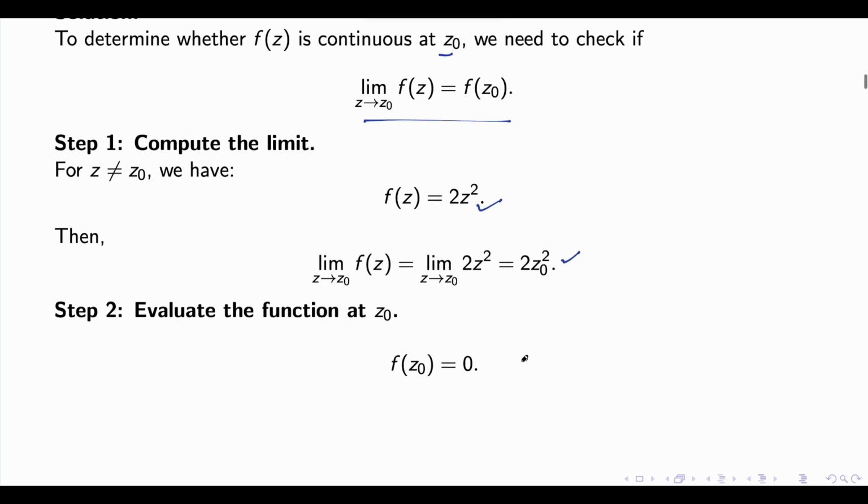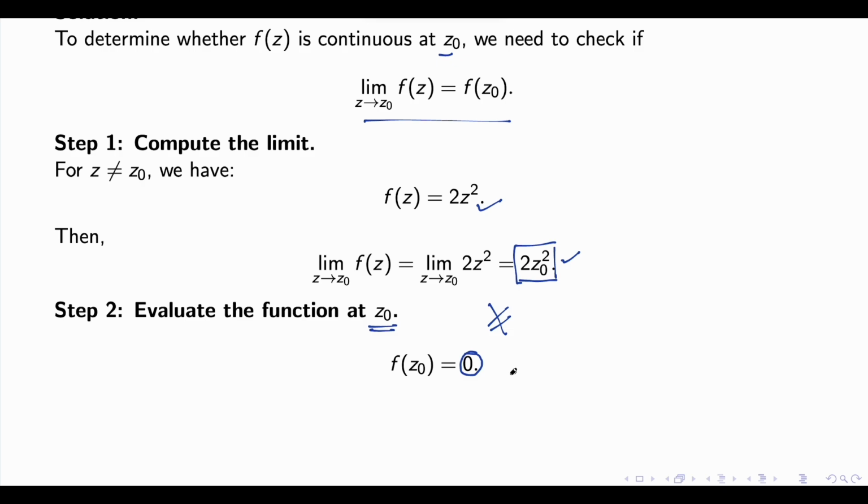And in the second step, you will find the function value at z0. What is the function value at z0? It is 0. But the limiting value is 2 z0 square, right? So here these two limits are not equal. It means that the function is discontinuous.